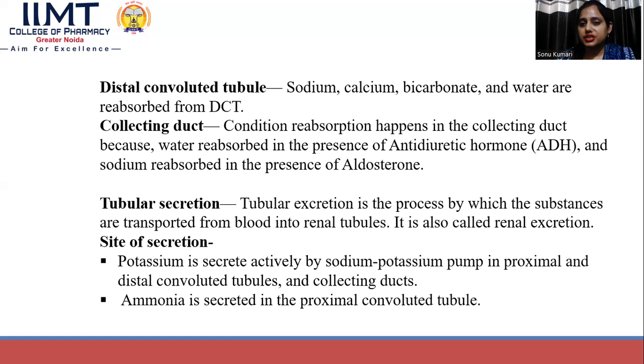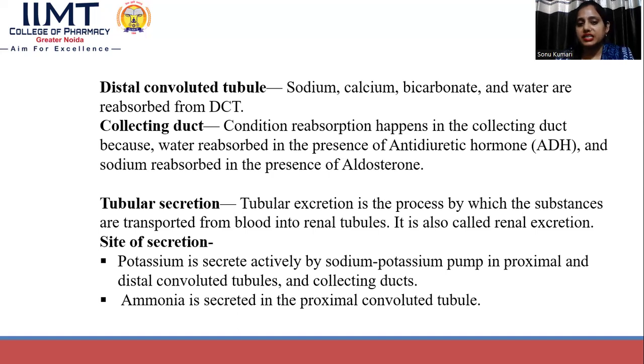Tubular secretion is the process by which substances are transported from blood into the renal tubule. It is also called renal excretion. The site of excretion: potassium is excreted actively by the sodium potassium pump in the proximal and distal convoluted tubule and collecting duct.